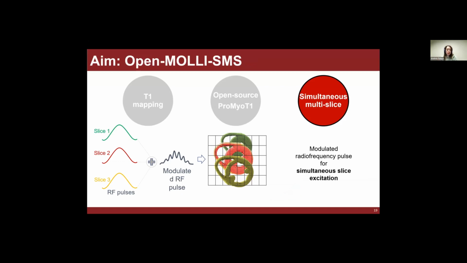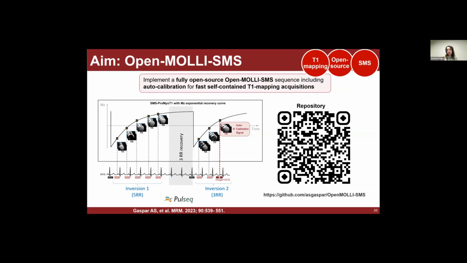And for that, we use simultaneous multi-slice. So this new sequence is the Open Molly SMS, a fully open source sequence as well, which was developed in the same Pulseq framework, and presents an auto-calibration structure for a fast self-contained T1 mapping sequence. So with only this sequence, we have all the calibration information that we need, and we can also reconstruct all the slices. Likewise, it is also available at our repository if you want to test it, if you want to know how it works.